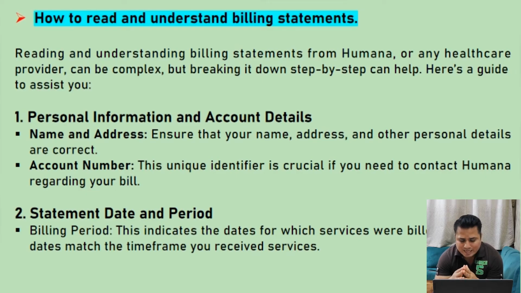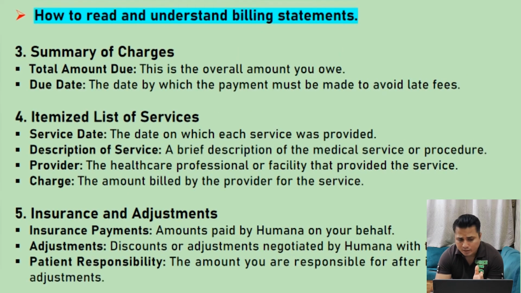Number two, statement date and period. Billing period. This indicates the dates for which services were billed. Ensure the dates match the time frame you received services. Number three, summary of charges. Total amount due. This is the overall amount you owe. Due date, the date by which the payment must be made to avoid late fees.